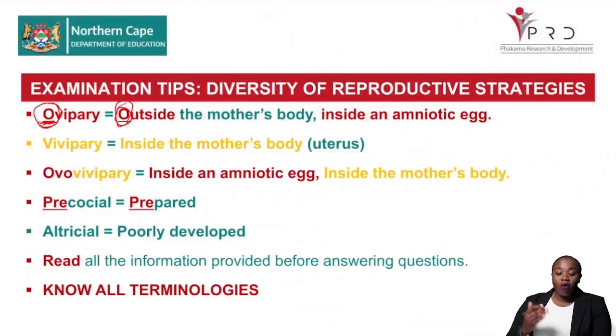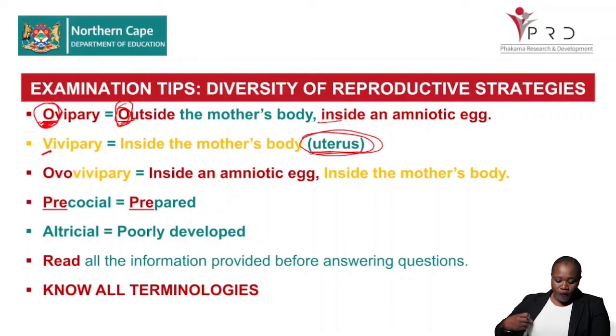And once you remember ovipary, it means that you will be able to remember vivipary. So this is outside the mother's body and it is inside an amniotic egg, right? And then vivipary will be inside the mother's body. This is inside the uterus, nowhere else but inside the uterus, right? And then we have ovovivipary. As you can see with the color coding, I used red for ovipary and yellow for vivipary.